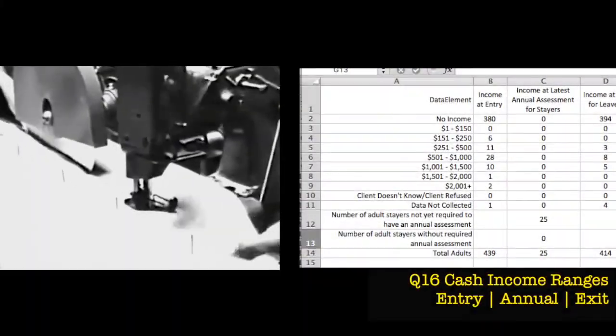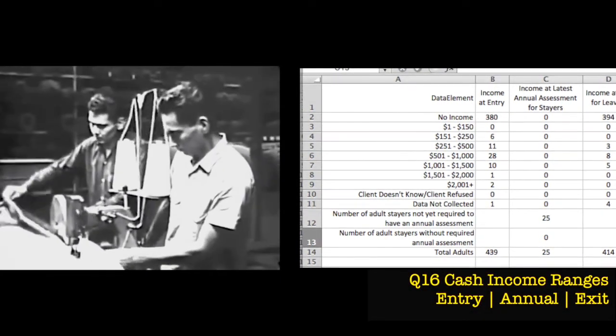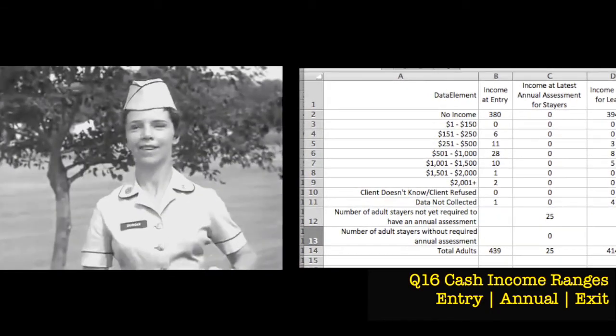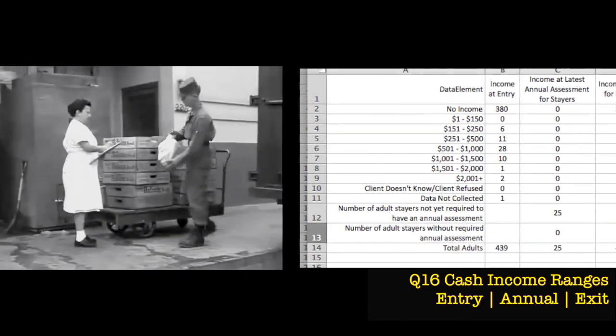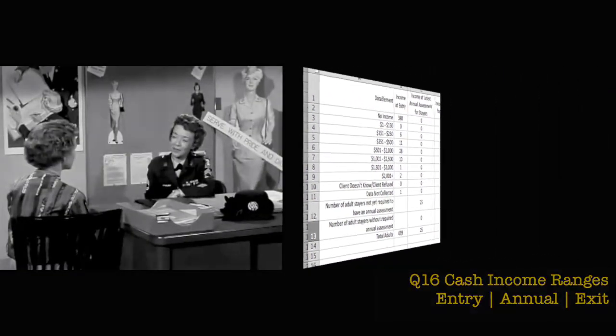Now let's move on to our income metrics. Question 16 is for cash income ranges at entry, at annual assessment, and at exit, for those who exited the project during the reporting period.